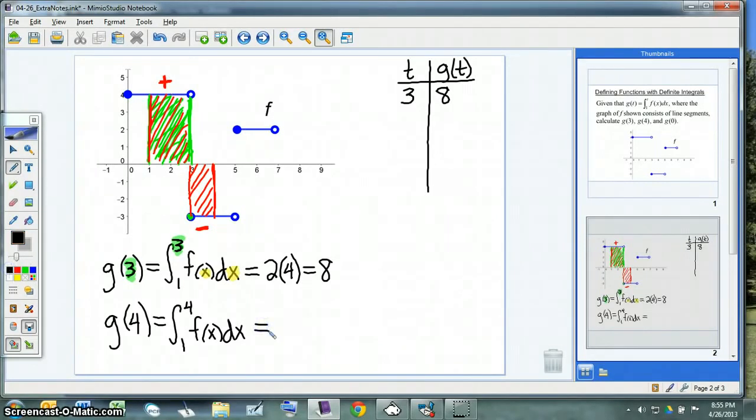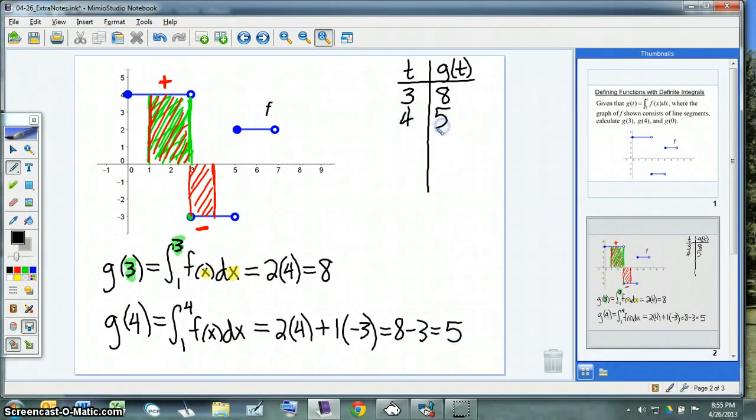So in this case, again, I have the 2 times the height of 4, and then I have a width of 1 and a height of actually negative 3. So 8 minus 3 gives me a value of 5. G of 4, my new function g, has an input of 4 and an output of 5. All I'm doing is getting the area between the function f and the x-axis where there's both positive and negative areas, getting that net sum, and that is telling me the value for my new function g.